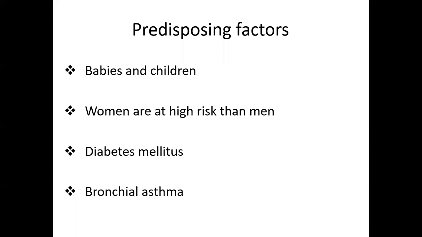And which are the predisposing factors? The younger ones are more liable to be infected by the dengue virus. The babies, children and women are at a higher risk as compared to the men. And those with diabetes mellitus have suppressed immunity, so they are more liable to be infected, and also the patients with bronchial asthma. So these are the predisposing factors.